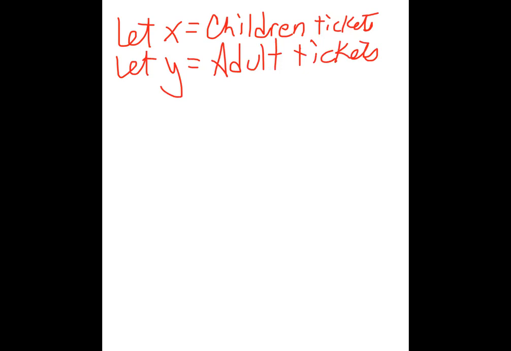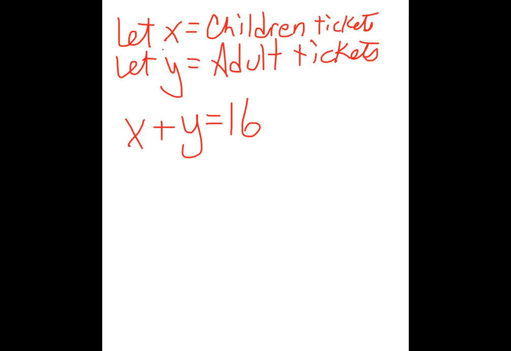Okay, so now I'm going to read. It says there were a total of 16 people. I don't know how many were children and how many were adults, but altogether there were 16. So children plus adults gets me a total of 16. Okay, and then the next sentence is where I bring in the money. So children were $6 each and adults were $9 each.